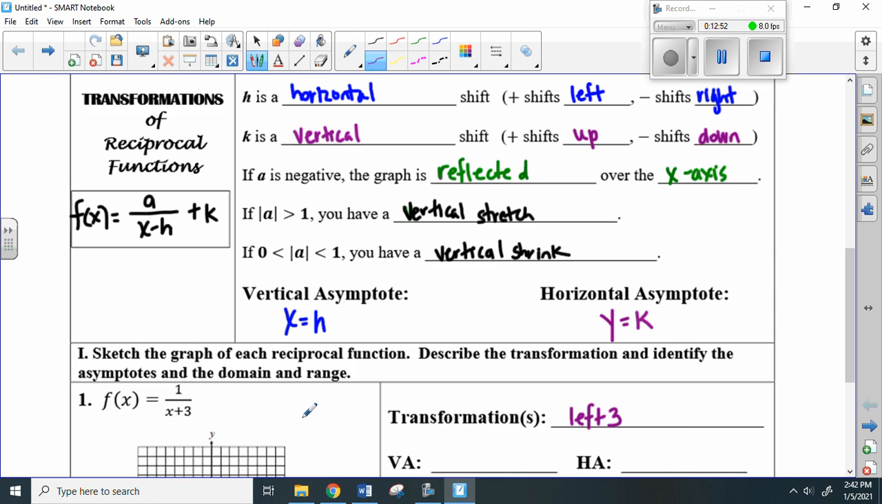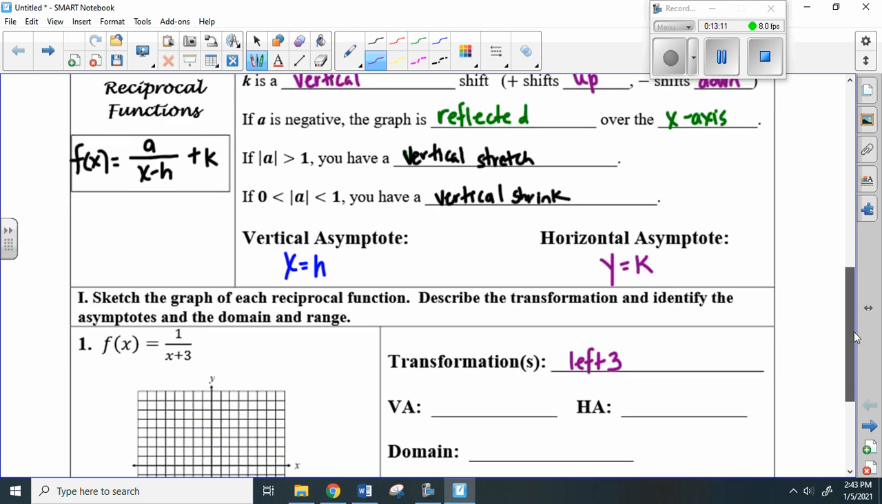Okay, now because I don't have any numbers added or subtracted outside, I don't have a vertical shift. My number on top is 1, so that means it hasn't changed. And so it's not a stretch or shrink, it's not negative, so it's not a reflect. So my only transformation is left 3.